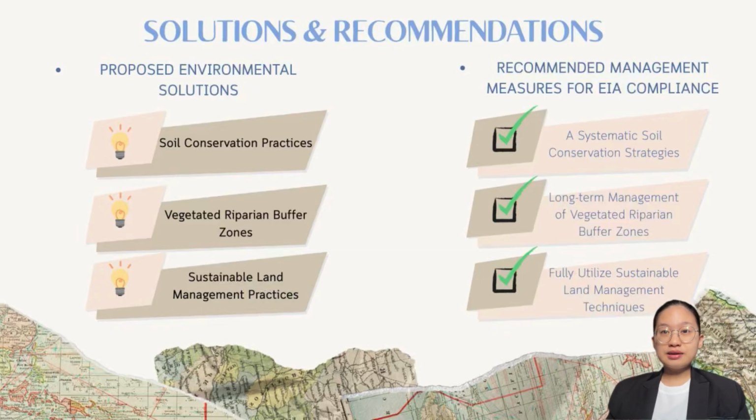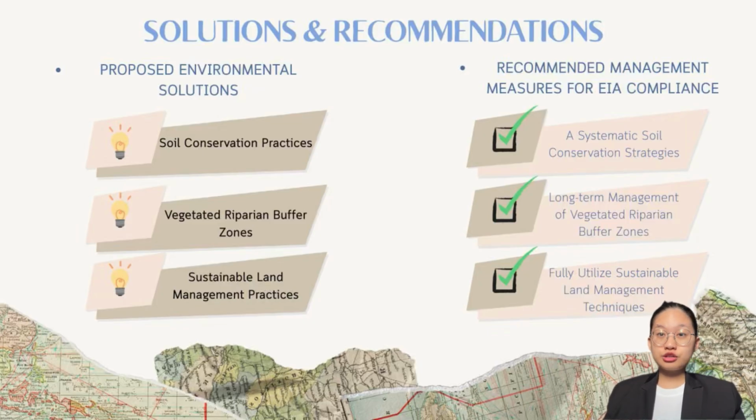The first key measure is systematic soil conservation. Soil conservation should be prioritized under EIA requirements. Practices such as contour farming, terracing, ground cover vegetation, and mulching can slow surface runoff and protect the soil, especially on sloping land in highland areas like Ranau.